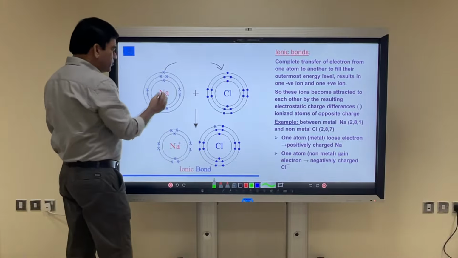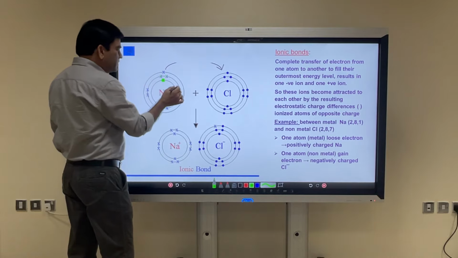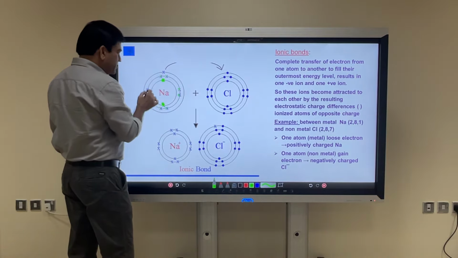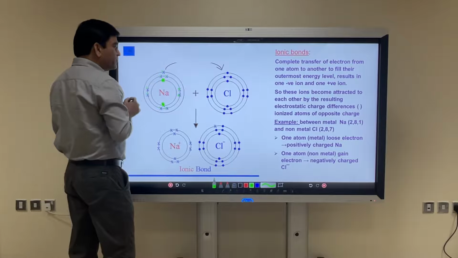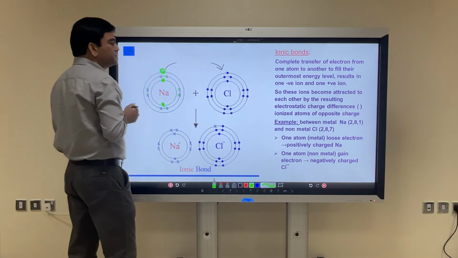In the first shell, you have 2 electrons. In the second shell, you have 8 electrons. In the third shell, you have 1 electron. It means there is an excess of 1 electron.